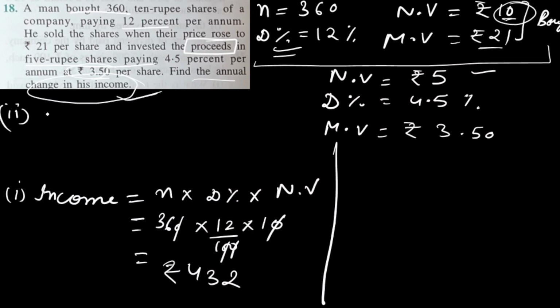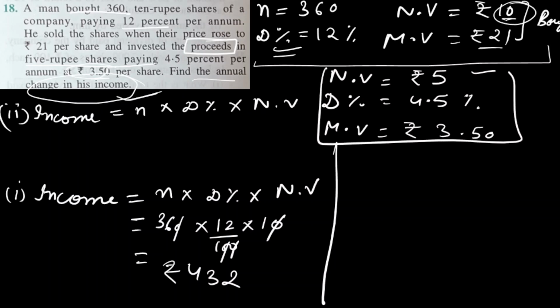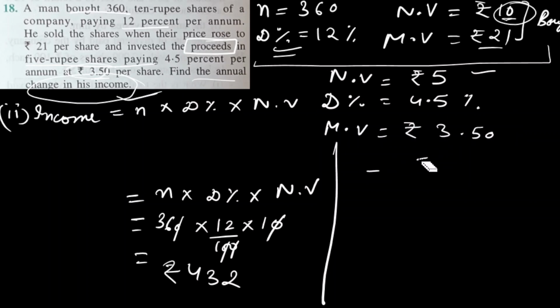So second company's income, same formula. Income is equal to number of shares into dividend percent into nominal value. Same formula. These are the given things. I'll just write here the income from the first one, because we have to find the change. I will write it as income 1. Income 1 is equal to rupees 432.